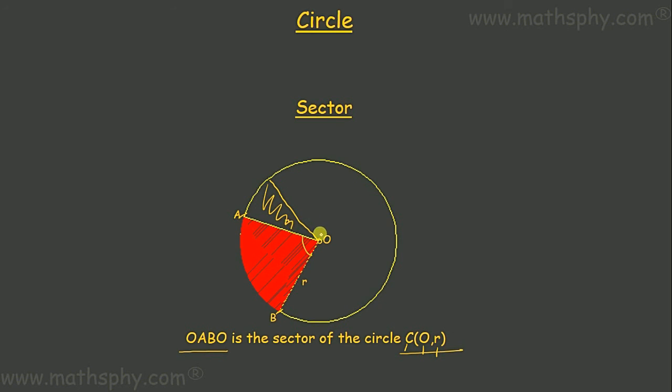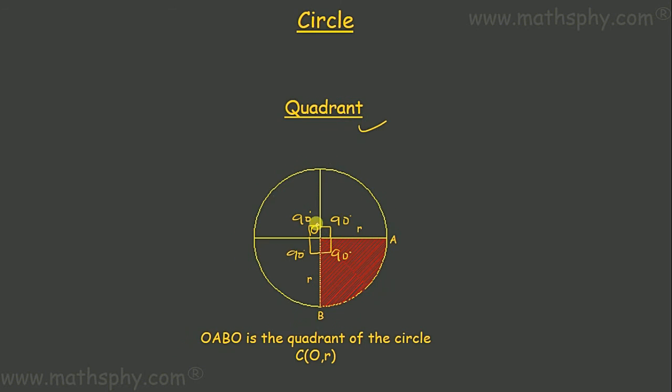This is the sector here. One more sector here. This sector here. One more sector here. This sector here. However, in case of a quadrant, we have only 4 quadrants. First, second, third, fourth, and all the quadrants are equal to each other. OABO is the quadrant of this circle, and this is the quadrant. The fourth part, 1/4 of a circle, is called the quadrant.